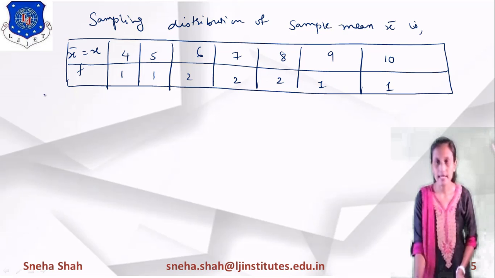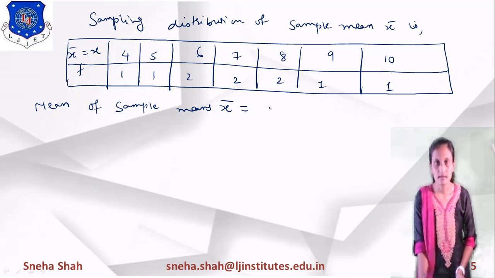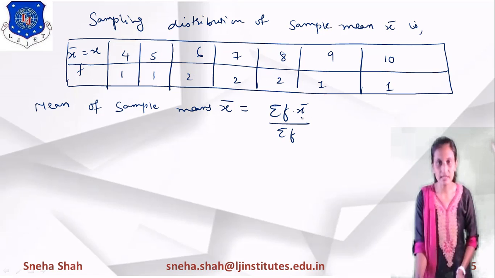Now the next point we have to find is the mean of sample means. So what is the mean of sample means? Its value is summation f into x bar upon summation f. So what is the value of summation f into x bar? F into x bar means multiplication of these two, divided by the summation of f. If I write it like this, it also represents x bar equals to x, so instead of x bar I am taking x. So the term is summation f into x upon summation f, right?